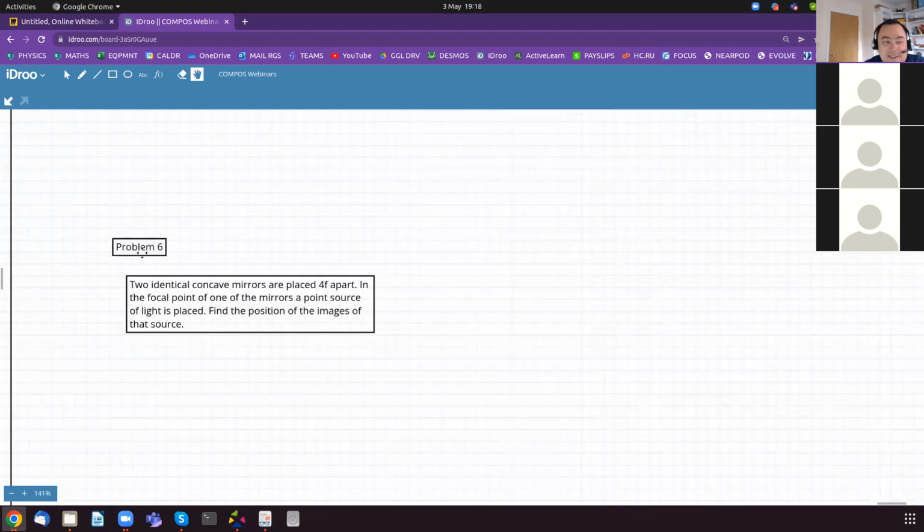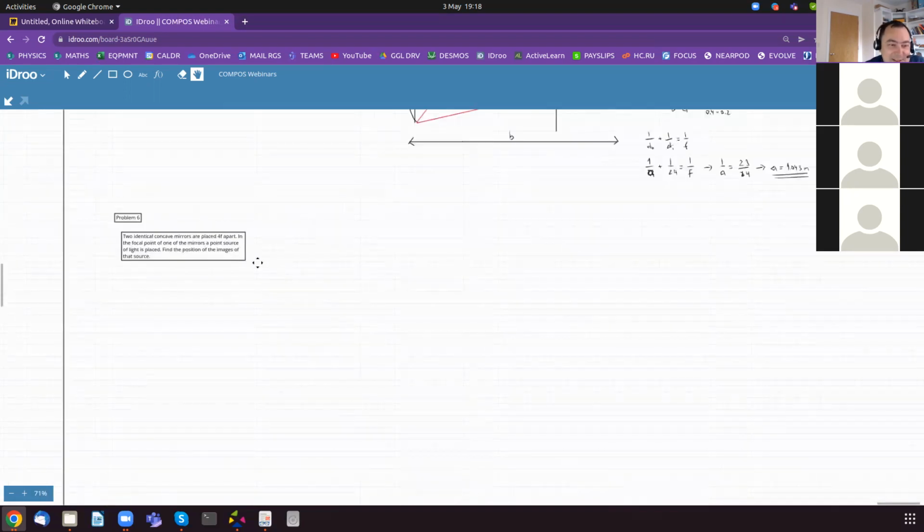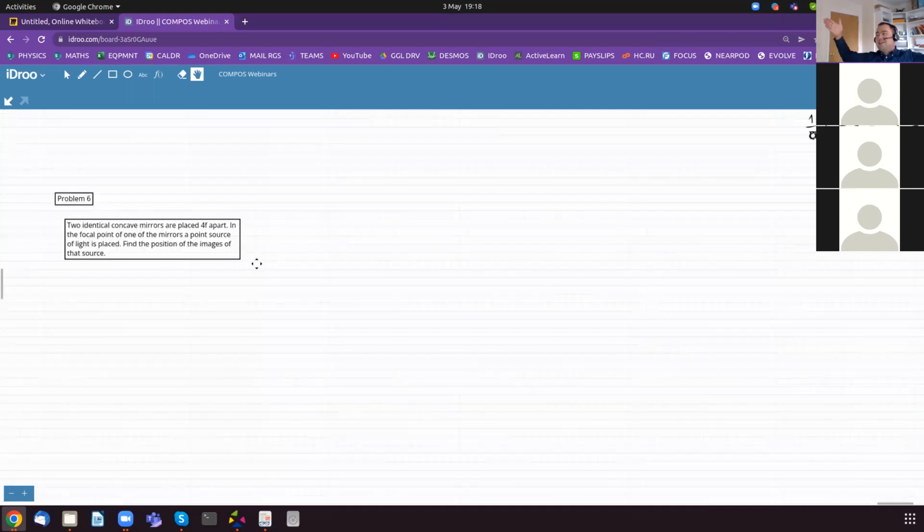So problem 6, that's quite an amusing one. It's like a house of mirrors. If you have two mirrors on opposite sides of walls, you see infinite images of yourself, which is quite fun. But here you have two curved mirrors, two concave mirrors, placed a distance of 4 focal distances apart.